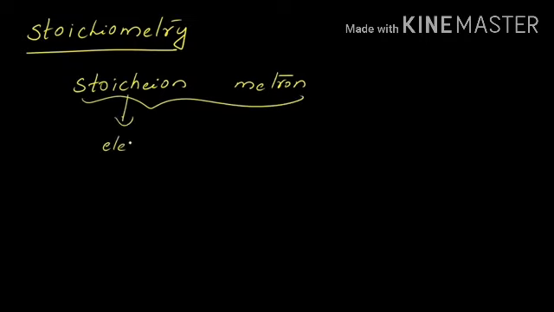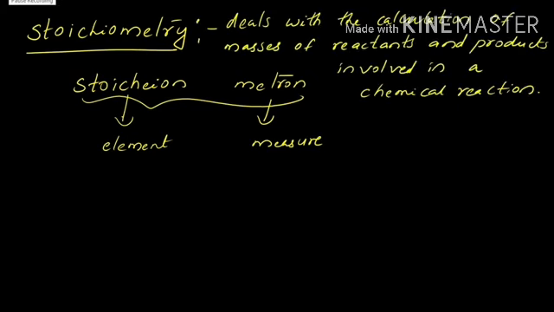What does stoichion mean? Stoichion means elements, and metron means measure. How can we define stoichiometry? Stoichiometry deals with the calculation of masses of reactants and products involved in a chemical reaction. So it deals mainly with the calculation of masses of reactants and products in a chemical reaction. That is what we are studying under stoichiometry.